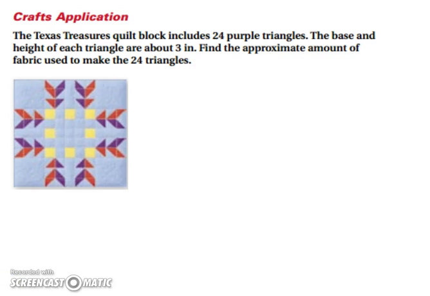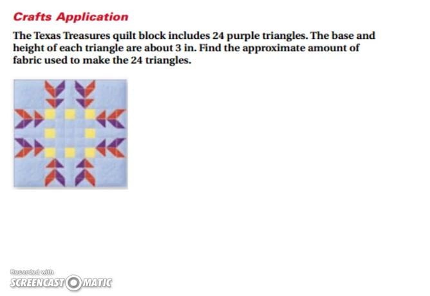Let's look at a real-world application. The Texas Treasures quilt block includes 24 purple triangles. The base and height of each triangle is about 3 inches. Find the approximate amount of fabric used to make all 24 of those purple triangles.